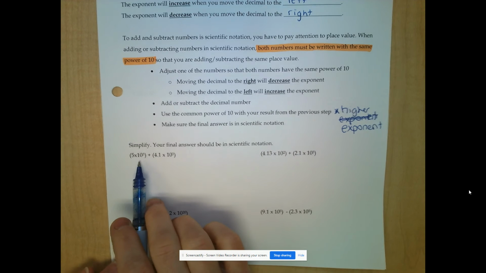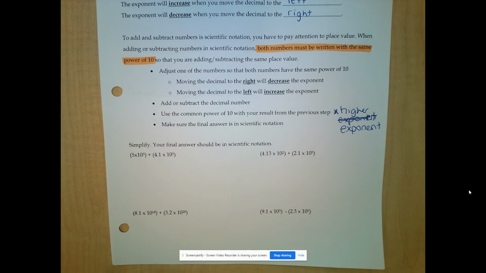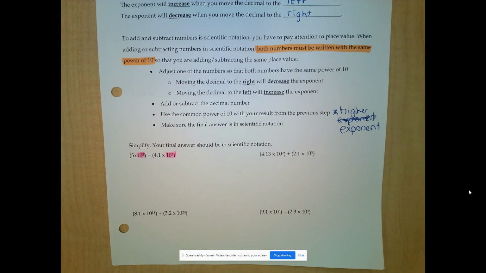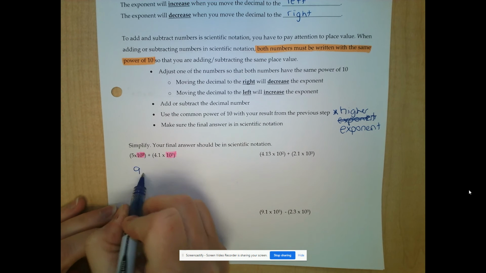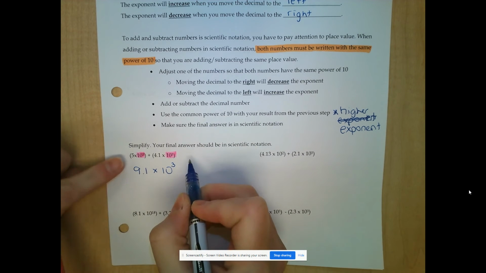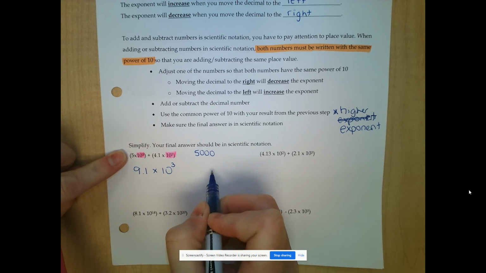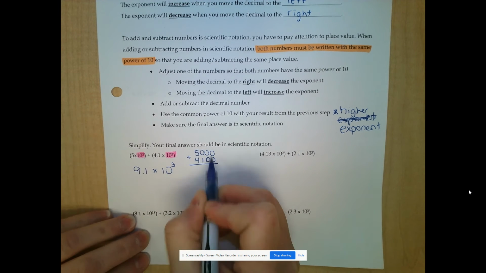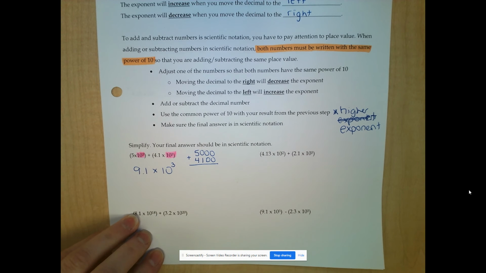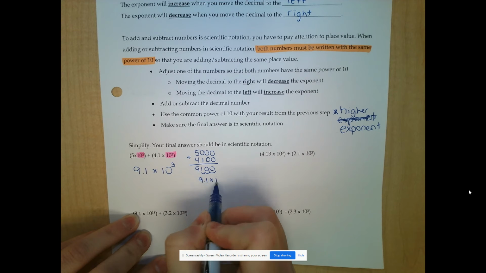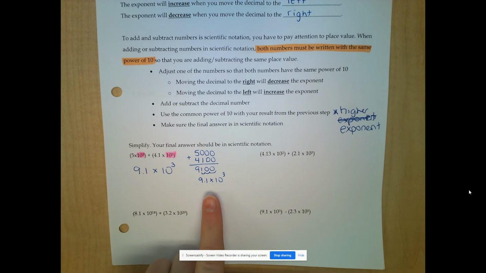5 times 10 to the third plus 4.1 times 10 to the third. So if I look at those, you will notice that they both have times 10 to the third, which means they already have that kind of common denominator. So I can add the 5 and the 4.1, which is 9.1, and then they keep their common denominator, times 10 to the third. Now what's actually happening here, 5 times 10 to the third is 5,000, plus 4.1 times 10 to the third is 4,100. So what we're doing is we're adding numbers that line up, and we get 9,100 or 9.1 times 10 to the third. So I just wanted to show you why it works.